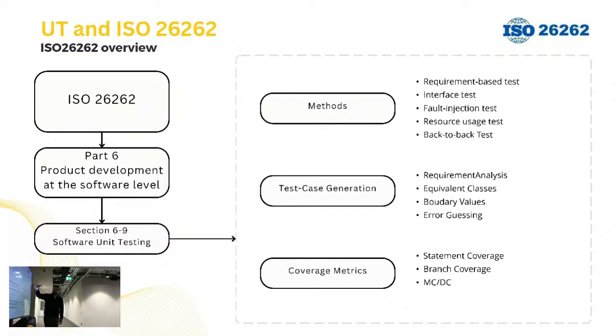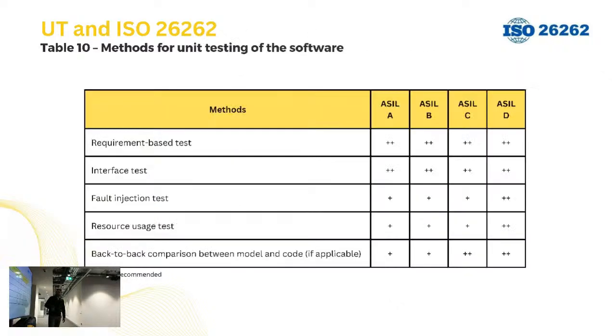And you will see 3 tables, and we will look at all of them. First one is about methods for unit testing. So we have different levels of ASIL, okay? Depends on the safety level. ASIL A is the least critical safety, let's say. ASIL D is the most critical safety.